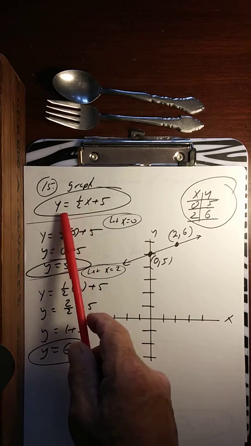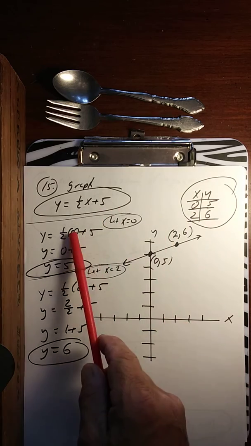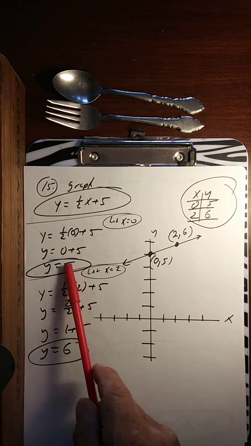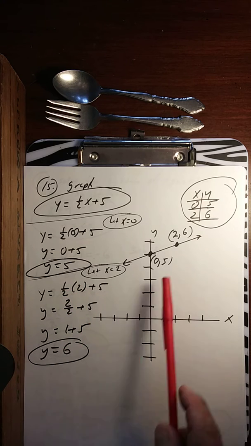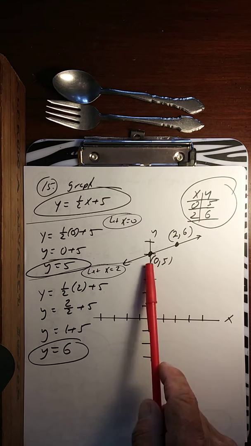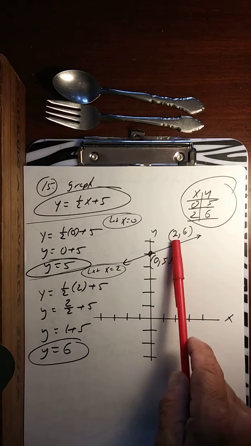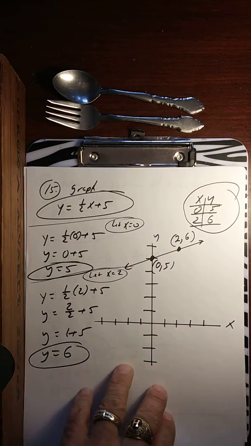Graph this. y equals 1/2 x plus 5. So put a 0 in there. Let x equal 0. 1/2 of 0 is 0, 0 plus 5 is 5. x equals 2. So 2 over 2 is 1, 1 plus 5 is 6. So we have 0 and 5, and we have 2 and up 6 places. Connect the dots.